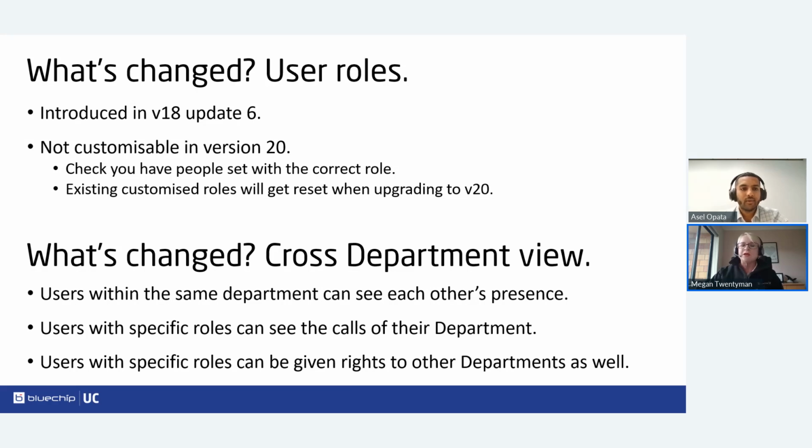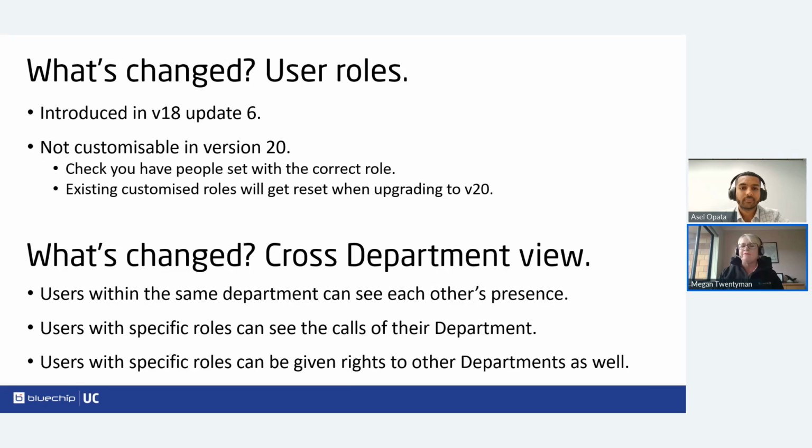So user roles were introduced in version 18 update 6. They become mandatory from version 20, i.e. you must have a system owner. So it's a really good time to check that everybody actually has the correct role assigned to them. Existing customized roles will get reset when you move up to version 20 because they need to actually fit within the parameters of the roles that are there.